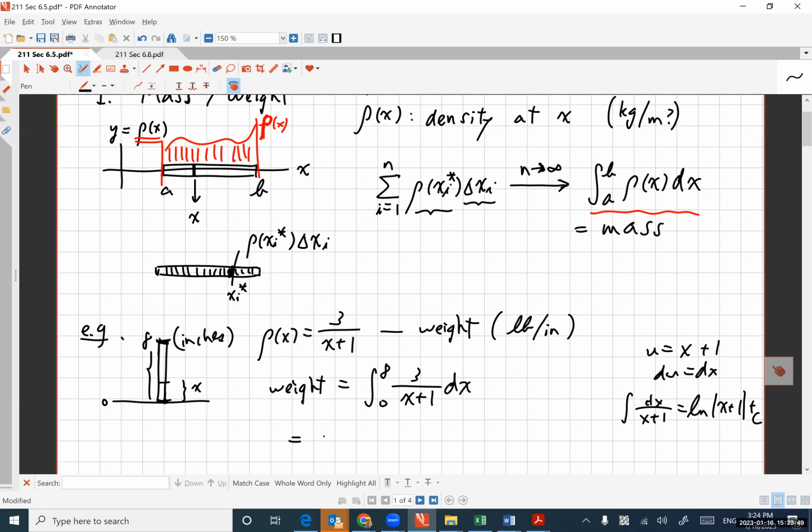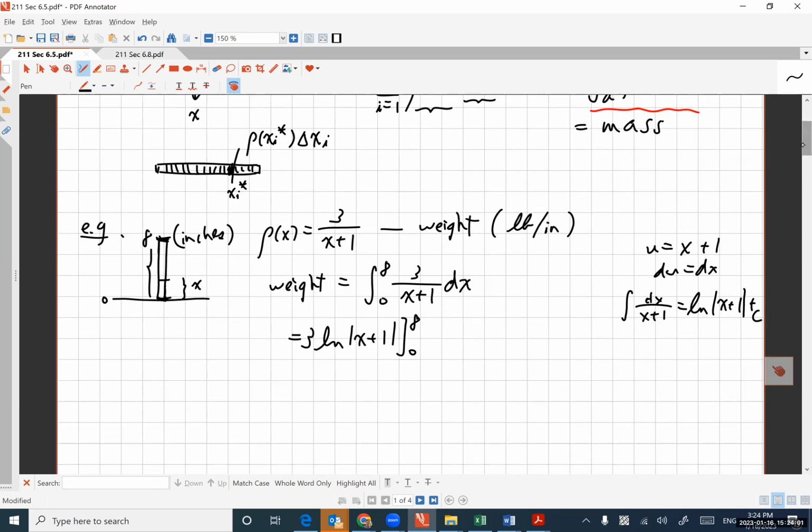This turns out to be the natural log of x plus 1. And of course, there's a 3 in front. You can't forget that. And then you evaluate this from 0 to 8. Now, of course, you can make the u substitution, and you can make this into 3 times log of u as u goes from, let's see, 1 to 9. That would be okay. But this is such a simple integral, I am using x and not u when I substitute these numbers.